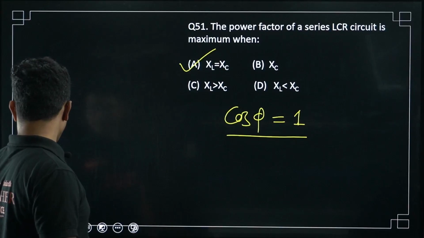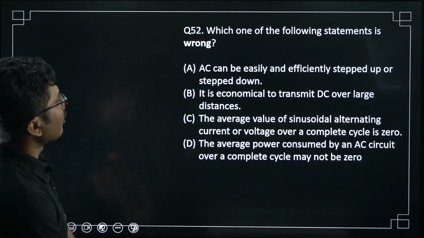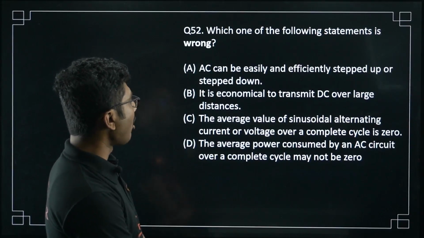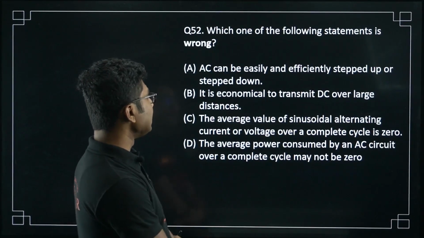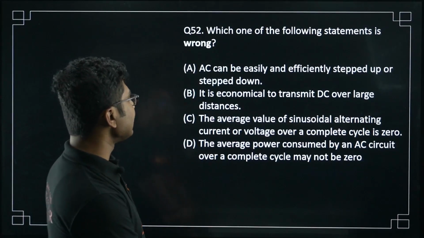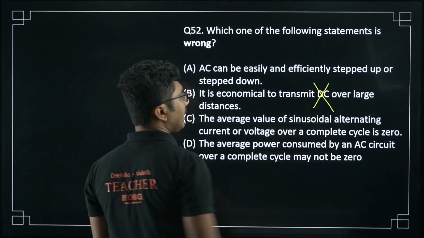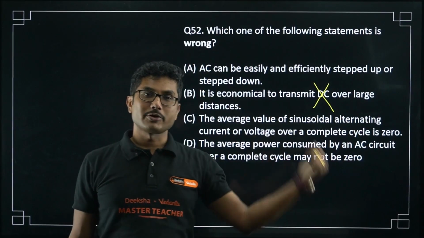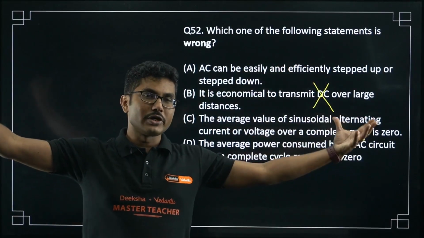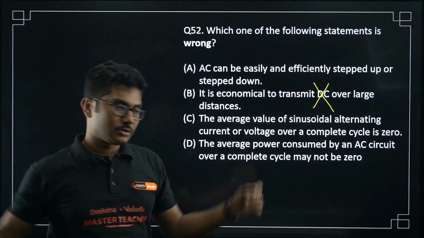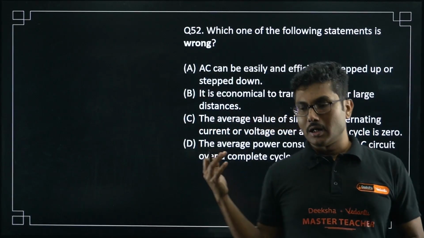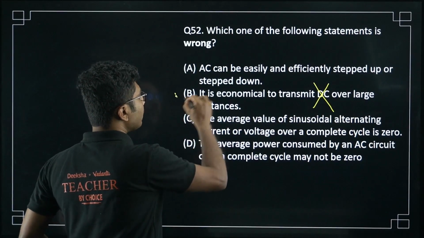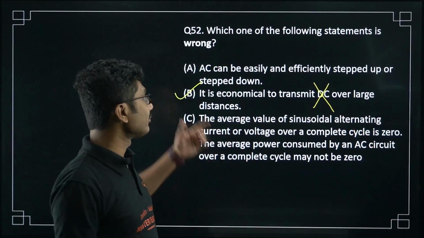Okay, next question. Which one of the following statements is wrong? AC can be easily and effectively stepped up or stepped down. Correct statement. It is economical to transmit DC over large distances. This is an incorrect statement. It is economical to transmit AC over large distances because you can easily step up or step down. You can send a very high voltage with very small current over a long distance so that the power loss is small. That is why it is economical to send AC over large distances. So this is the wrong statement.